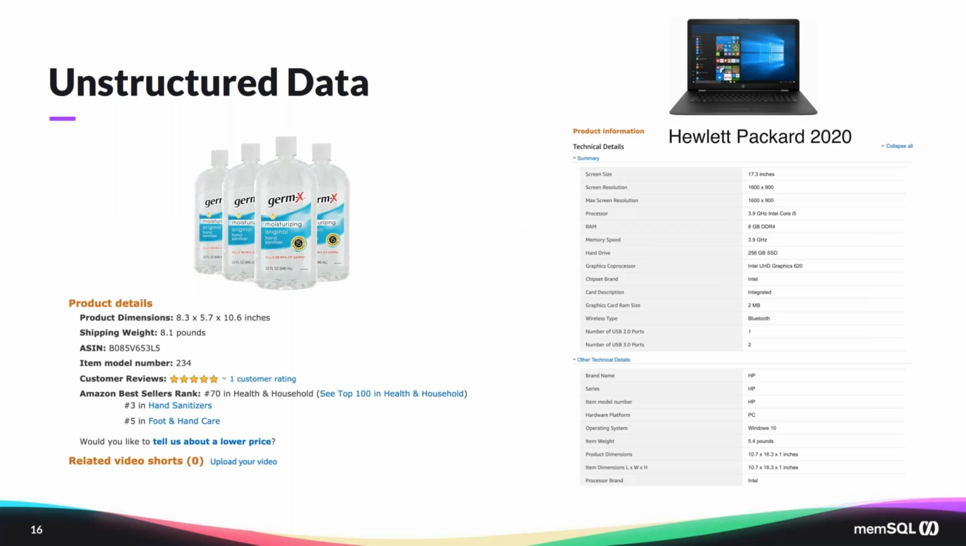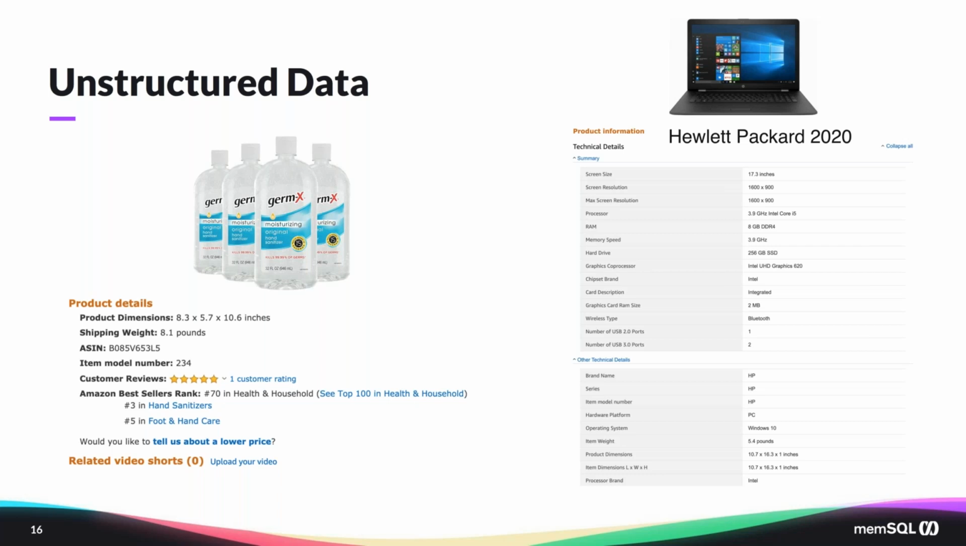But what happens when your data is inherently unstructured? This happens very commonly in e-commerce. For instance, the properties of a hand sanitizer, like Germ-X on the left, are very different from a Hewlett-Packard laptop, as you can see on the right. A laptop has a ton more specifications that the consumer may need to view before deciding to buy it, whereas a hand sanitizer really has a lot less.